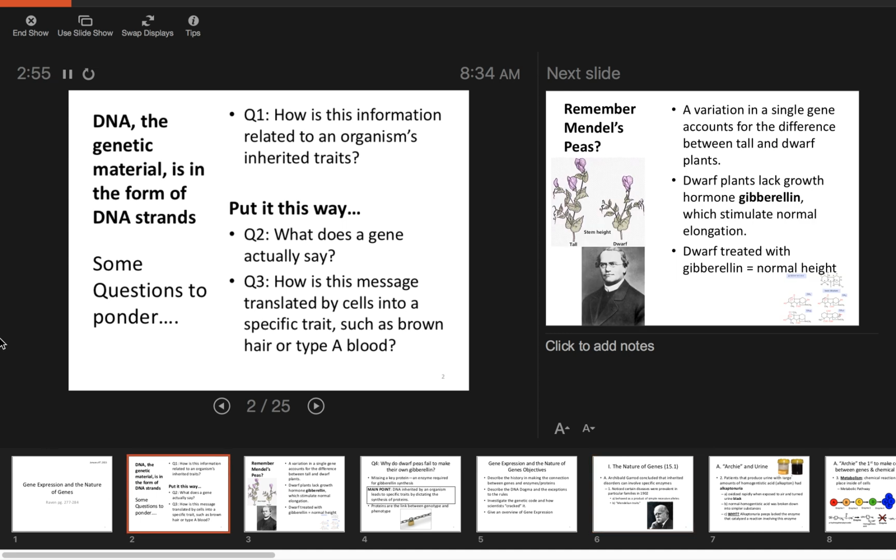So we know that DNA is the genetic material, and we know the structure of it due to Watson and Crick. So some questions to ponder: how does this information actually relate to the traits that are found in organisms? Really, what does a gene actually say? What does it actually code for? And how is this message translated by the cells to that specific trait? Maybe for hair color, eye color, different blood types.